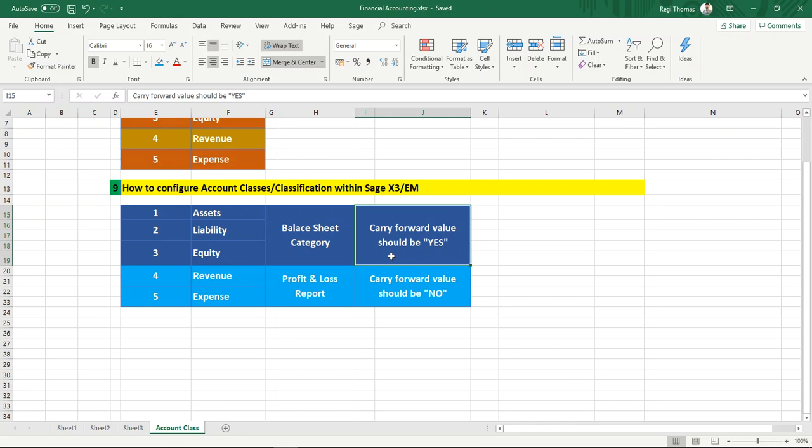should be forwarded to the next year. That means you need to set the value as yes within account class. And revenue and expense are the profit and loss report category. Normally revenue and expense balances are not carried forward to the next year. So these are the main pieces of information needed in order to create the account classes.